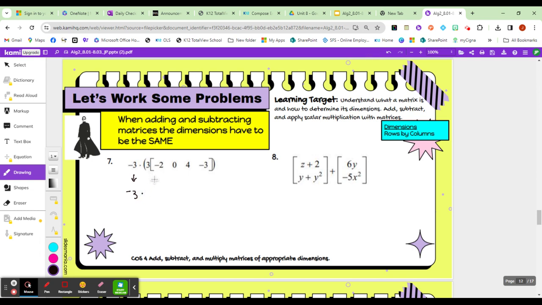So I've got times, and then I'm going to get negative 6. 3 times negative 2 is negative 6. 3 times 0 is 0. 3 times 4 is 12. 3 times negative 3 is negative 9.